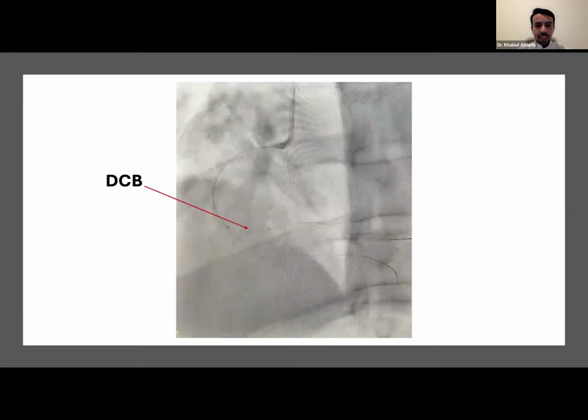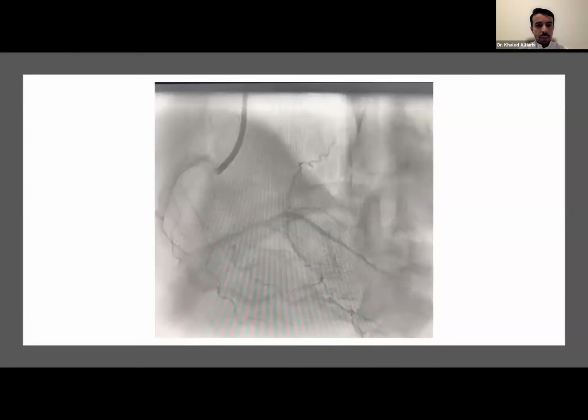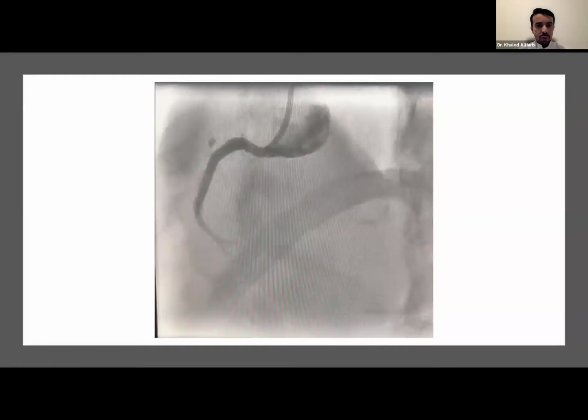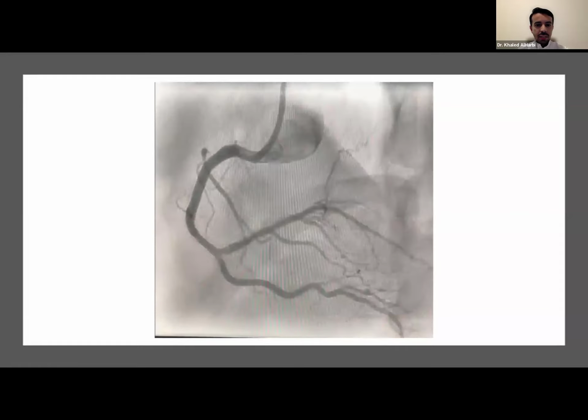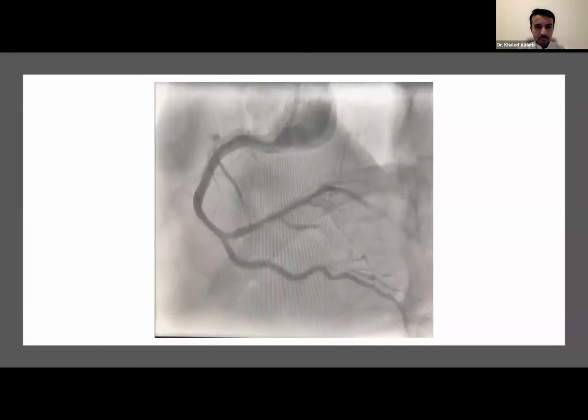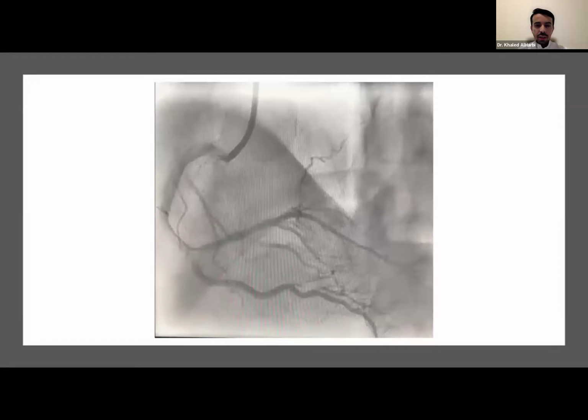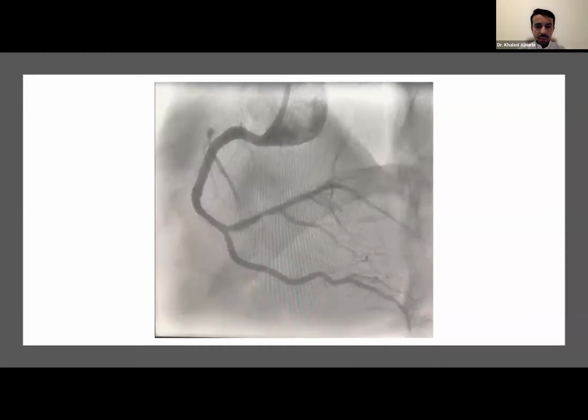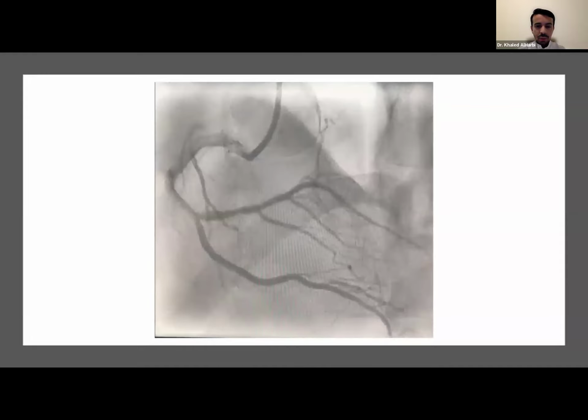So we did hybrid approach in this patient. We just did DCB for the distal lesion, and we put two stents there from mid to proximal. Also, this is IVUS guided, and if you can see here in the distal, there is some small dissection, which is non-flow limiting. We just left it because flow is TIMI 3 flow.